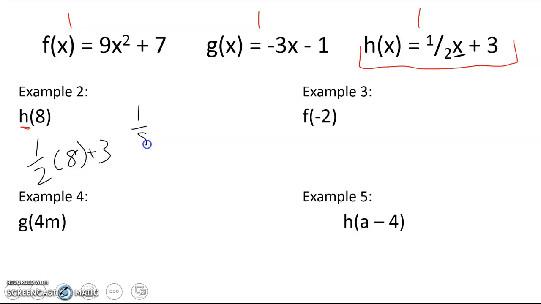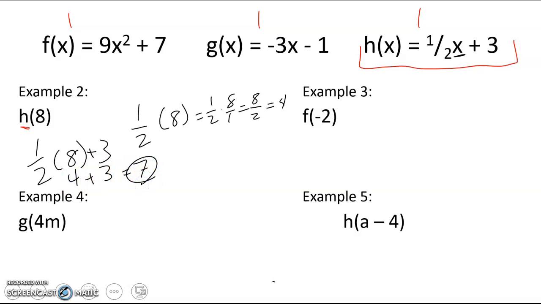1/2 multiplied by 8, that's the same as doing 1/2 times 8 over 1, which is 8 divided by 2, which is 4. So it's going to be 4 plus 3, which is equal to 7. Right? And that's literally it right there.